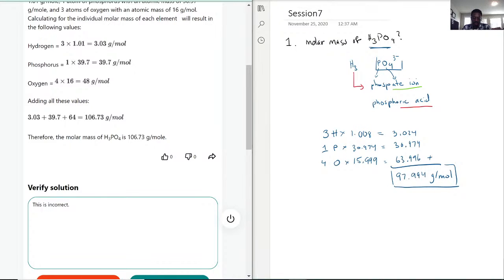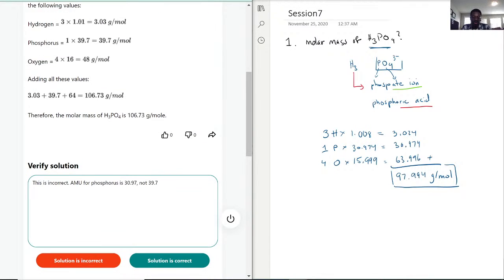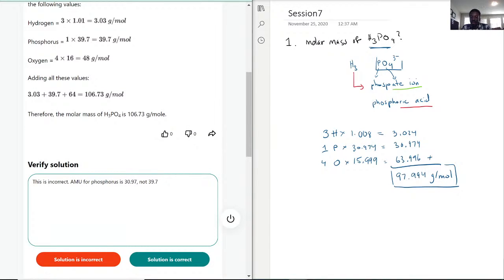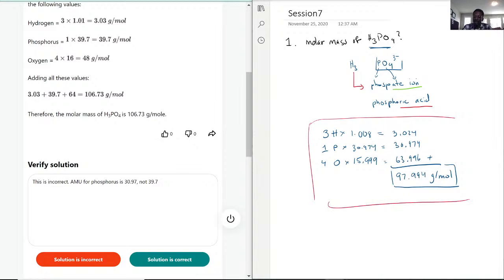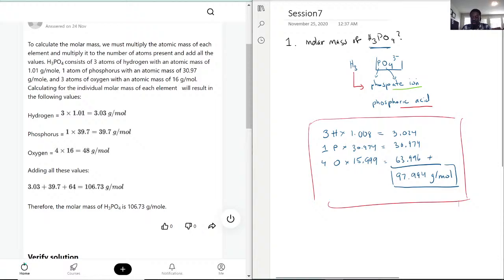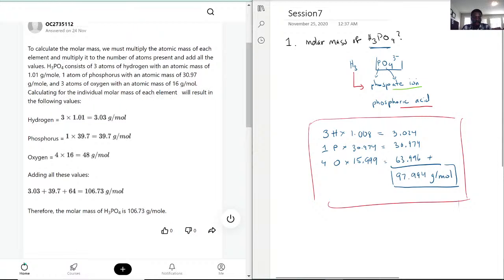The AMU for phosphorus is 30.97, not 39.7. So yeah, small mistake there, but that's why it's very important to always check your numbers, which is why I was taken aback a bit when I saw something different. But yeah, so that is a breakdown of the molar mass of phosphoric acid. Mainly this part here. You don't have to really worry about the naming, but if you were trying to familiarize yourself with the names, that's there as well, just as a breakdown of how we got phosphoric acid, okay?